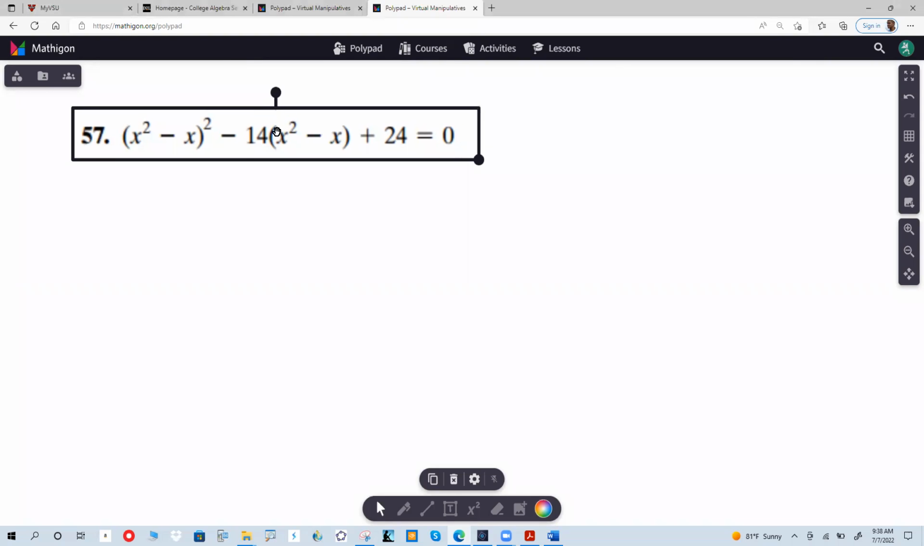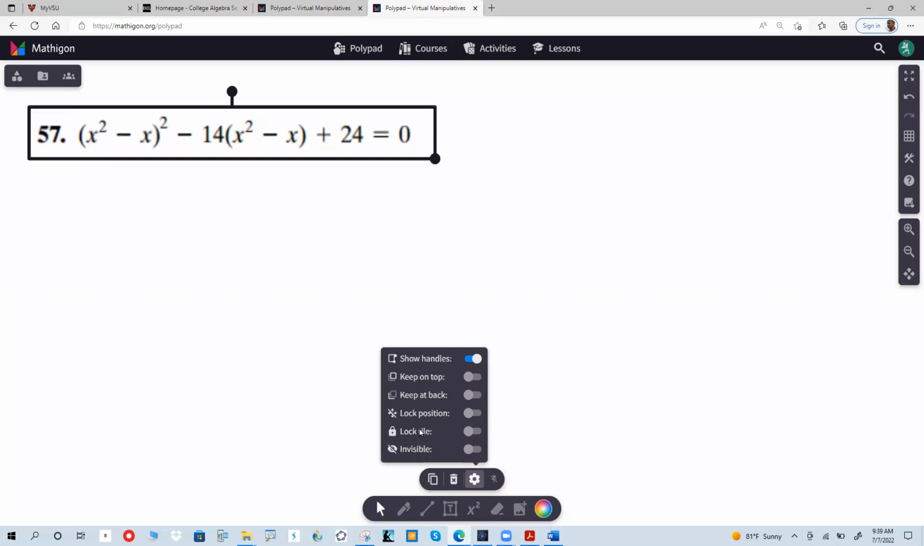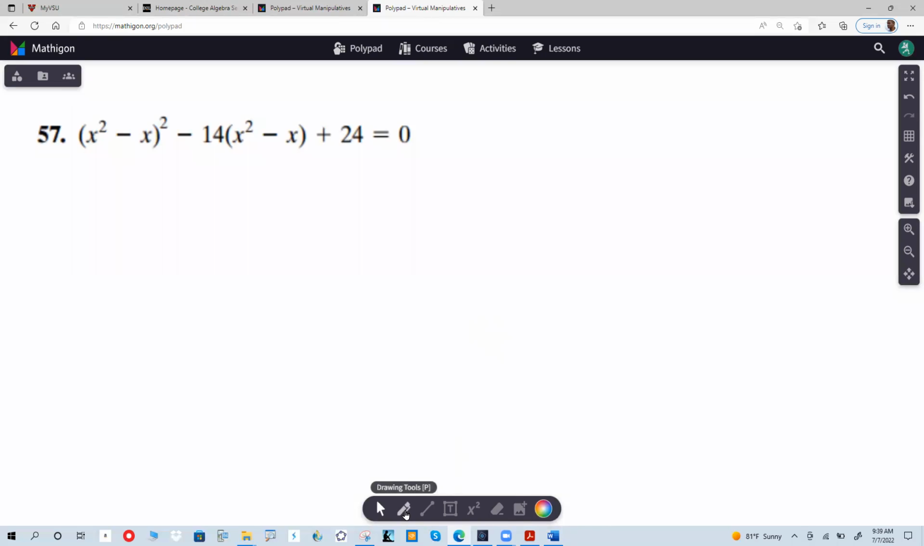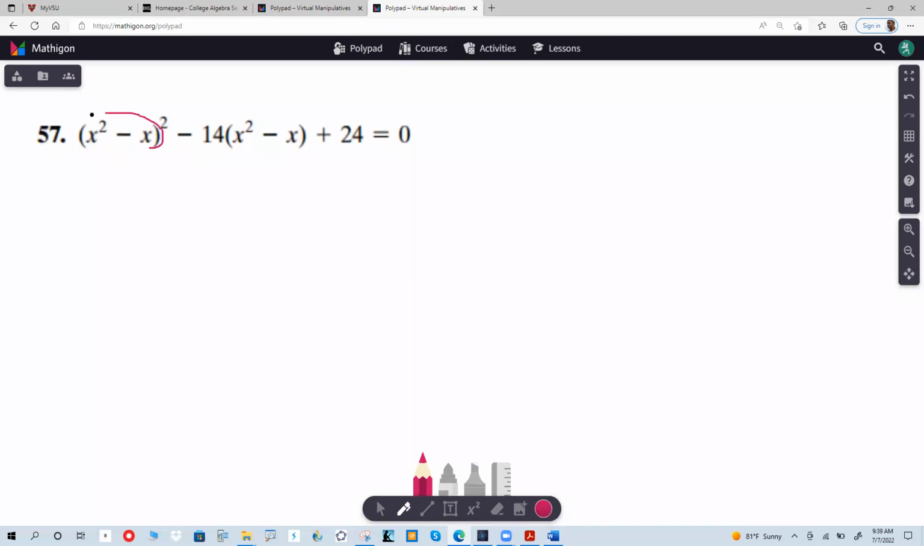All right, guys, back to our problem. We are working on the very last section of chapter 1, and we will start chapter 2 today. That's the plan. So this is certainly not a quadratic equation, but it can be turned into one. How so? I am going to replace this with y and this with y, and it will look like a quadratic equation. So my substitution will be y equal to x squared minus x.